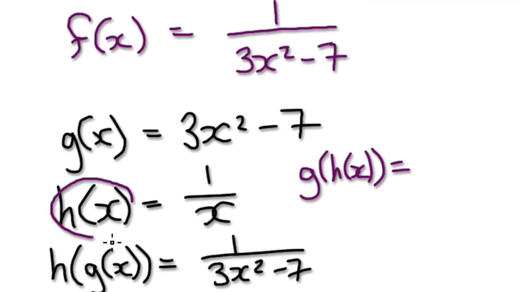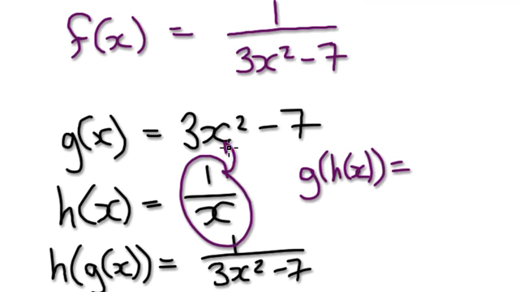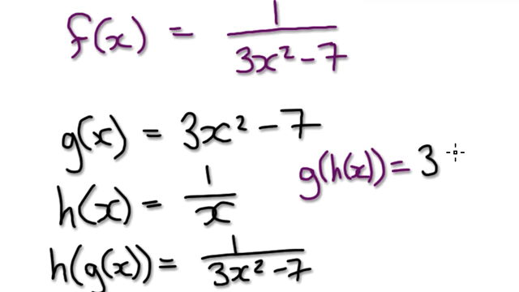Now I just want to show you that it could also work the other way around. You could put the h of x into the g. So in this case we are putting this into the x only. Okay, so it would look like this. It would look like 3 and then bracket 1 over x, and then square it, and then minus 7, and then you would just have to tidy this up here.